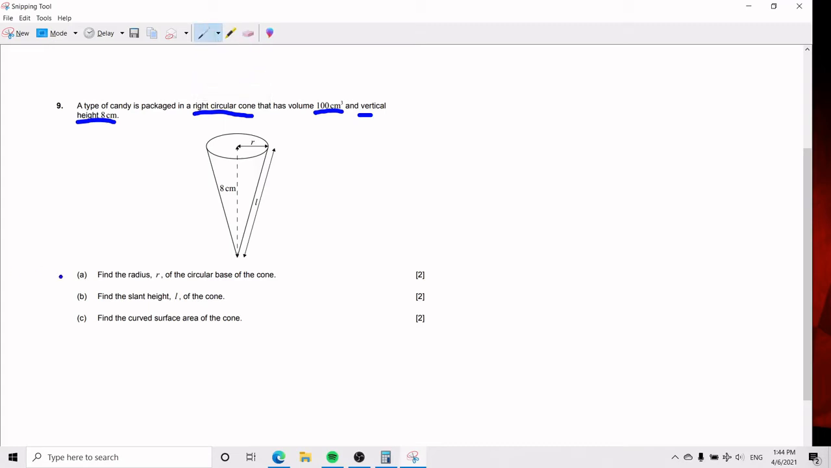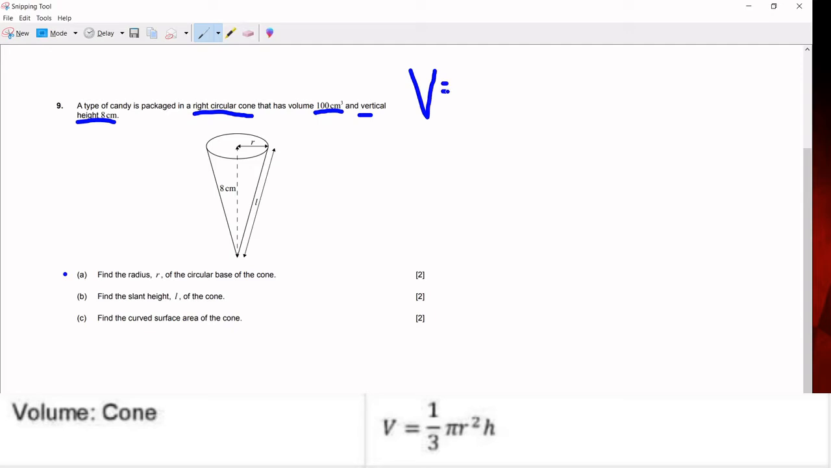But for part A, we're going to find the radius r of the circular base of the cone. And so, since we're dealing with cones, we open up our trusty rusty formula booklet and look at anything and everything that has to do with cones. And between these, we will find that the volume of a cone is going to be equal to a third times pi times r squared times height.